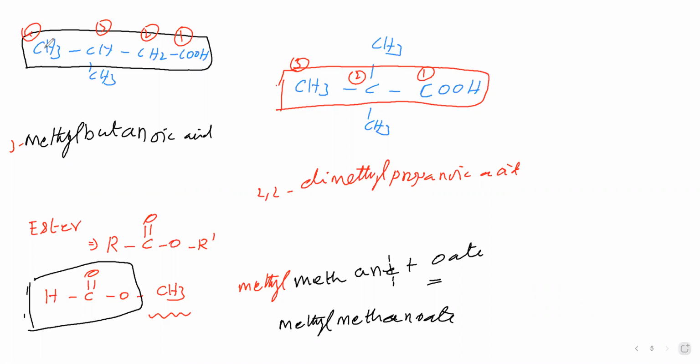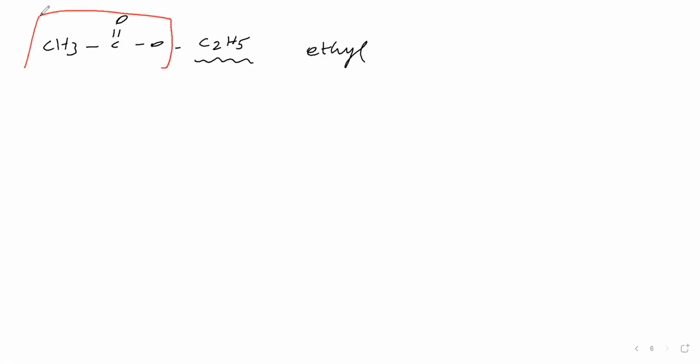Now we'll take CH3, C double bond O, O, C2H5, like this we'll take. Now this side, the group which is connected to oxygen is said separately. Therefore, C2H5 name we have to say as ethyl. So, next. This part, in this part, 2 carbon atoms are there, therefore eth.